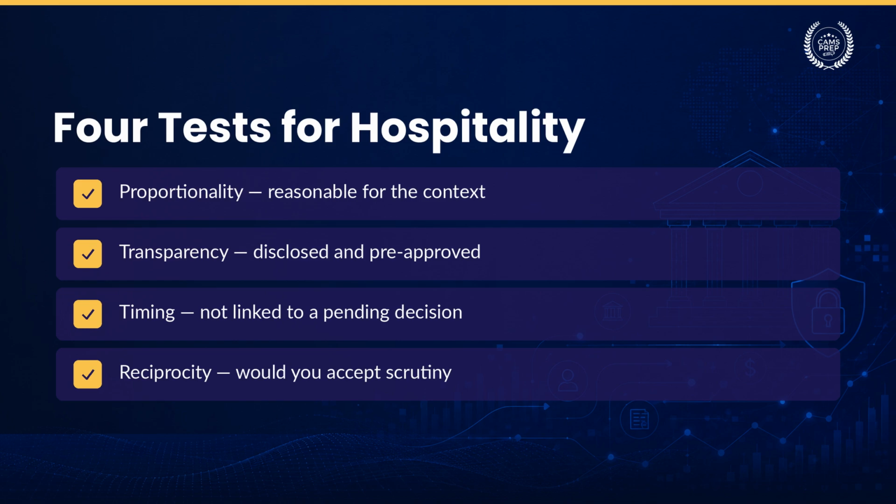Here are the 4 tests distilled into a simple checklist. Proportionality. Is the hospitality reasonable for the business context and local norms? Transparency. Is it disclosed and, where required, pre-approved? Timing. Is it disconnected from any pending decision or contract? And reciprocity. Would you be comfortable if this appeared in a regulatory review? If any single test fails, treat the hospitality as a potential bribe. The exam often presents scenarios where 3 tests pass but 1 fails. That one failure is enough.